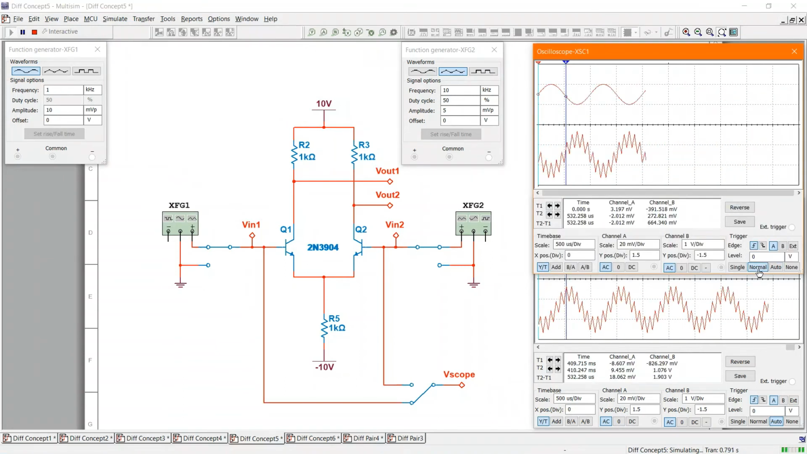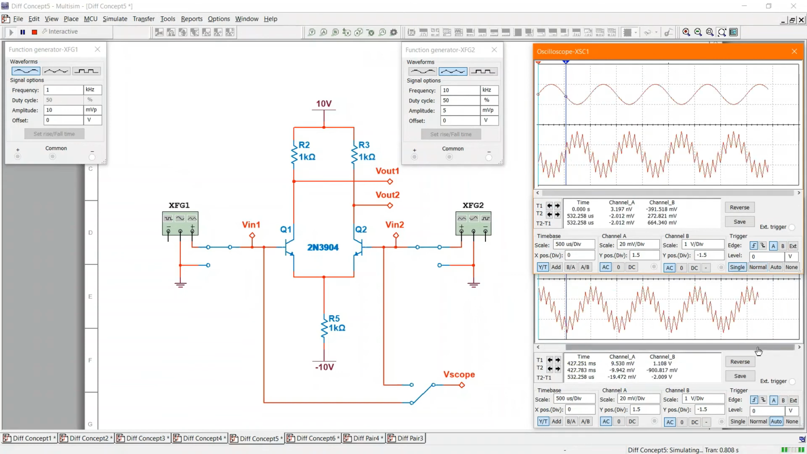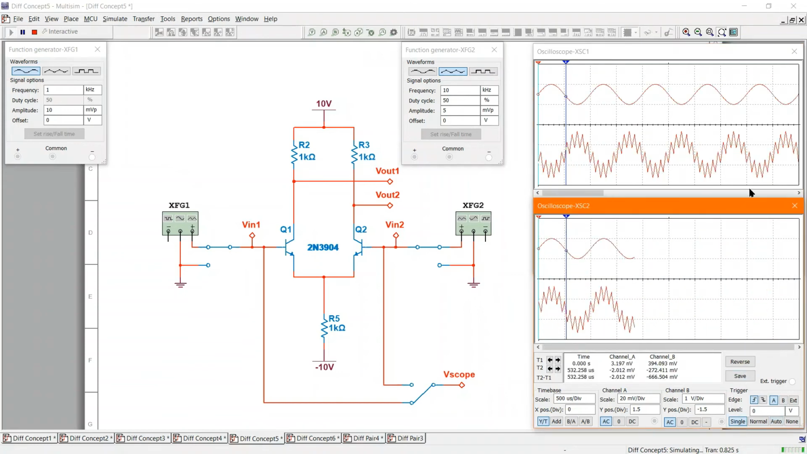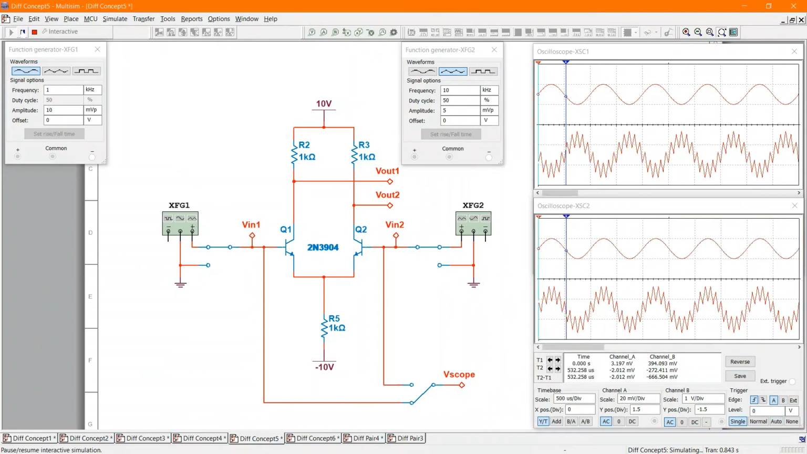See if I can freeze that to a single trigger. So now I'm putting the sine wave in on VN1 here and then putting the triangle wave in on VN2. And what happens is that the differential amplifier will amplify both signals and add them together and put it on both outputs.